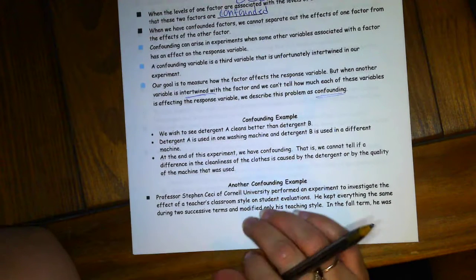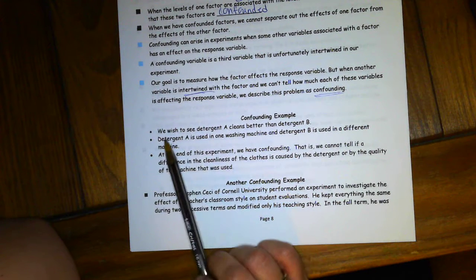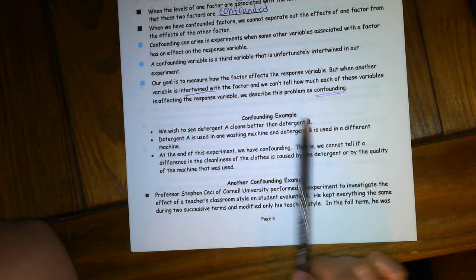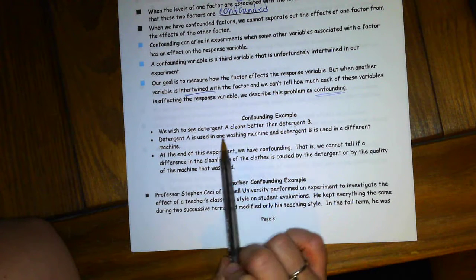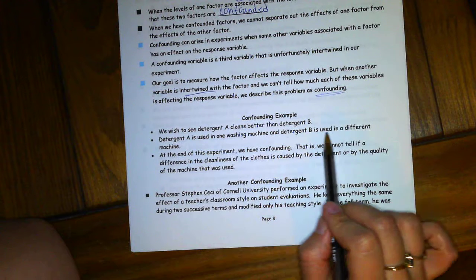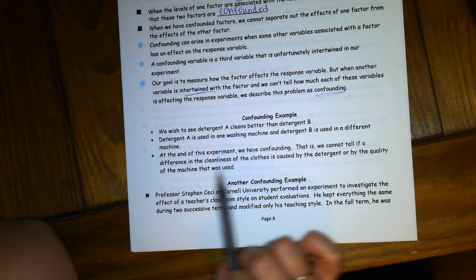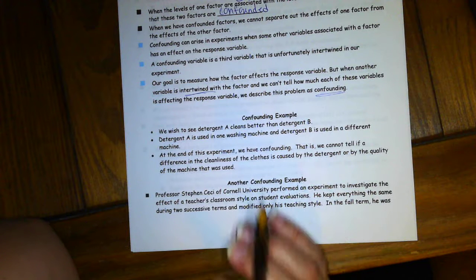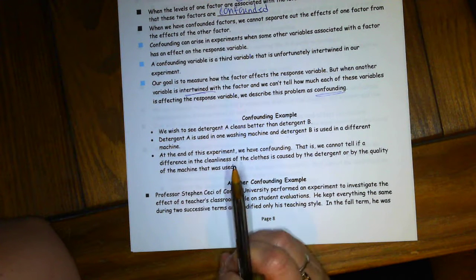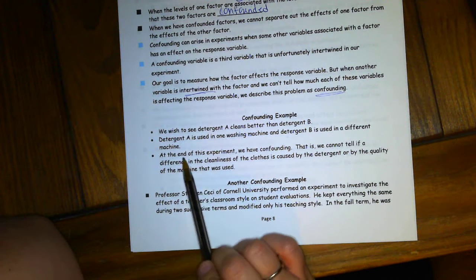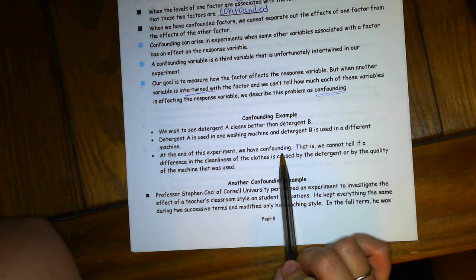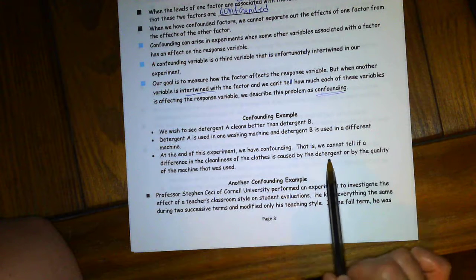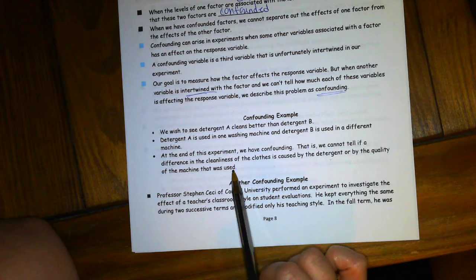Here's a good example of what a confounding variable is. We wish to see if detergent A cleans better than detergent B. We use detergent A in one washing machine. We use detergent B in a different machine. So the machines were not controlled. Which machine was used is confounded into this experiment. At the end of this experiment, we have confounding. That is, we cannot tell if a difference in the cleanliness of the clothes is caused by the detergent or by the quality of the machine that was used.